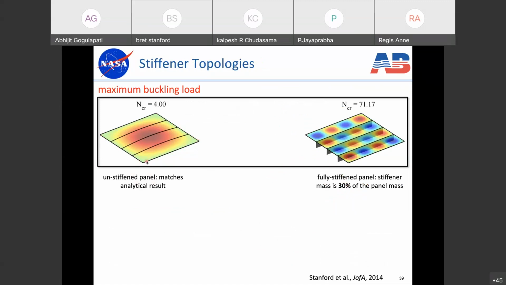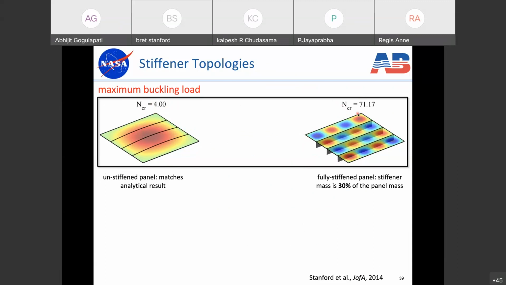We have in-plane loads. We have equal in-plane loads in the x direction and the y direction. And what I'm showing here is the critical eigenvalue, which is just 4, and this is some normalized value, of course. And I'm showing the critical eigenmode as well. So this is an unstiffened panel. And then on the other extreme, we can have full depth solid stiffeners under that panel. And in this case, the stiffener mass is 30% of the panel mass. And you see the critical eigenvalue has increased by an order of magnitude. So it's gone from 4 up to 71, and we have a commensurate change in the eigenmode as well.